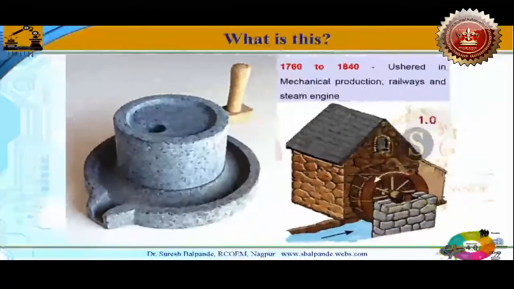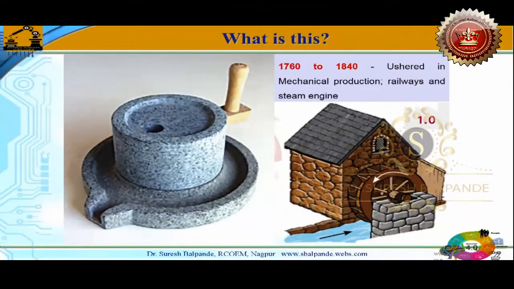So this is the 1.0, that is industrial revolution 1. That was during 1760 to 1840, where we used to have mostly mechanical production, railways and steam engines. First time we started using some mechanism to automate the operation. So that is considered as 1.0.